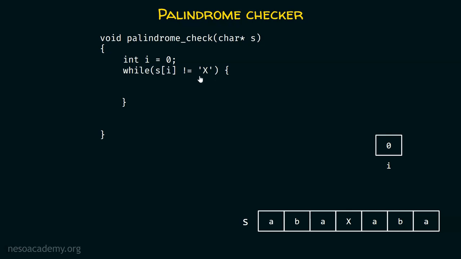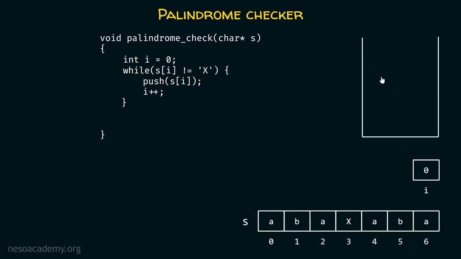Is S[i] equal to X? If at all it is the case that S[i] is equal to X, we'll get outside of this while loop. Otherwise, we'll continue to read the characters, right? So here, if S[i] is not equal to X, then we will push that particular character onto the stack and we'll increment our I variable so that we can read the next character, right? Let's understand this piece of code line by line.